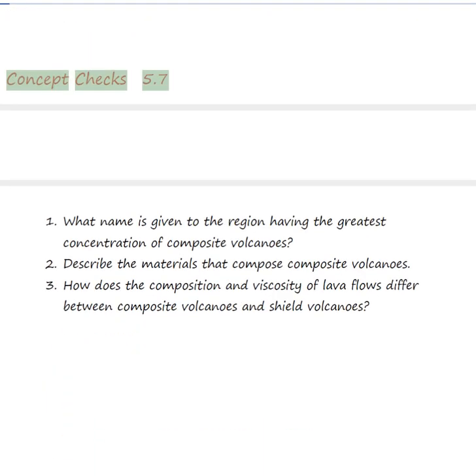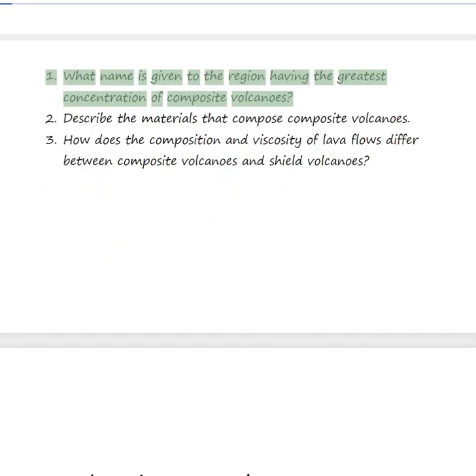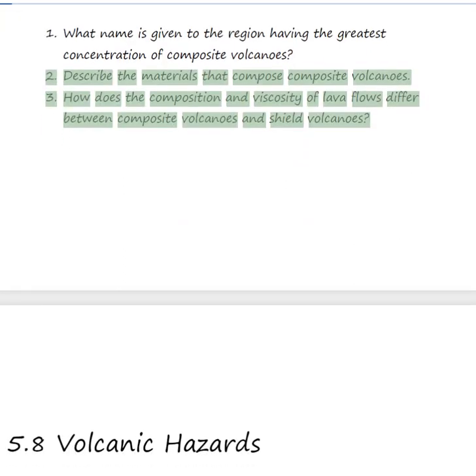Concept checks 5.7. 1. What name is given to the region having the greatest concentration of composite volcanoes? 2. Describe the materials that compose composite volcanoes. 3. How does the composition and viscosity of lava flows differ between composite volcanoes and shield volcanoes?